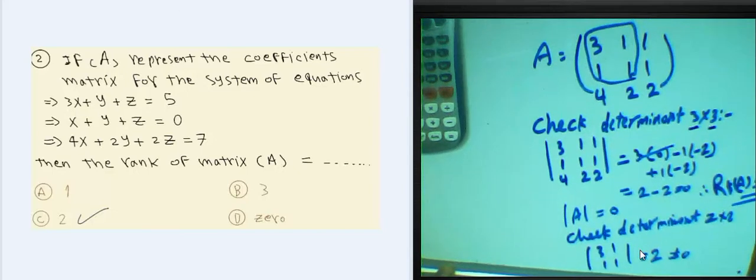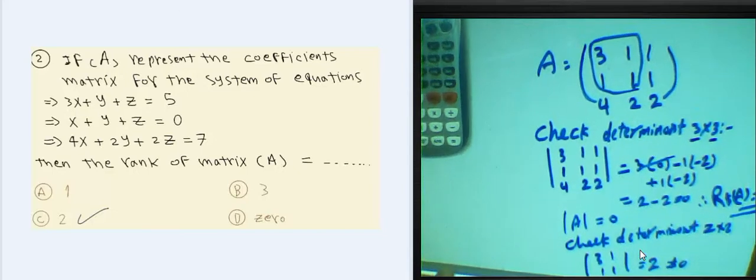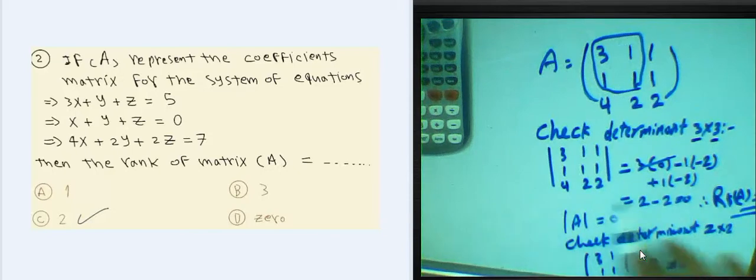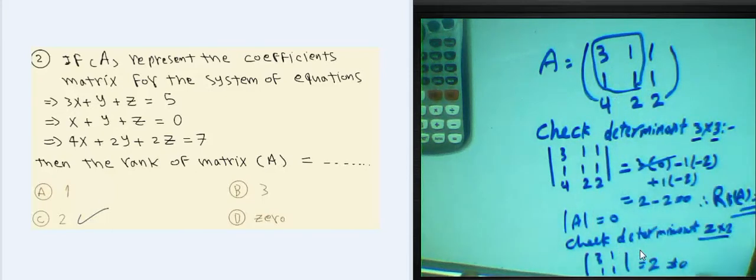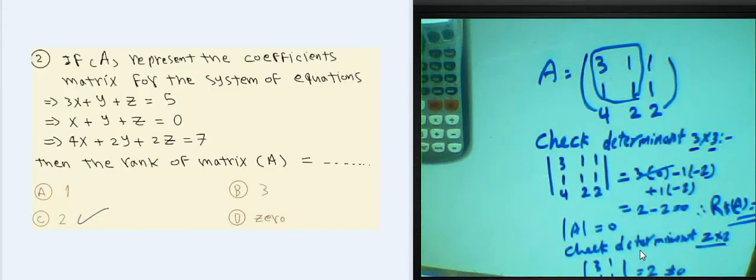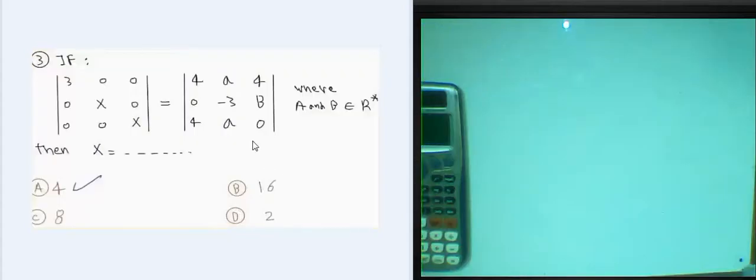So in this example we must check the 3 by 3 determinant. The 3 by 3 determinant will be equal to 0. Then you must check the 2 by 2 determinant here. The result is not equal to 0, then the rank will be equal to 2. Okay, choose letter C for this example. Question 3.